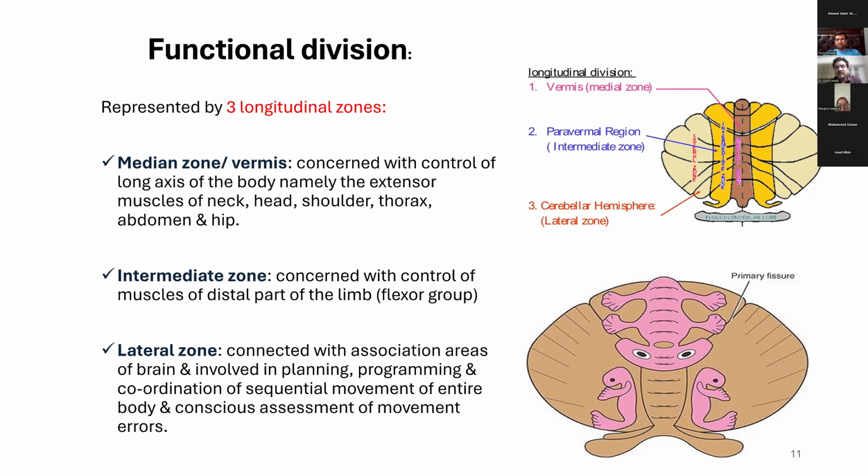And the last one is the lateral zone. So what does it do? It is connected with association areas of the brain, and they help in the planning, programming, and coordination of sequential movement of the entire body. And it also assesses the conscious assessment of movement error. So these are the three functional divisions: the median, intermediate, and the lateral zone.